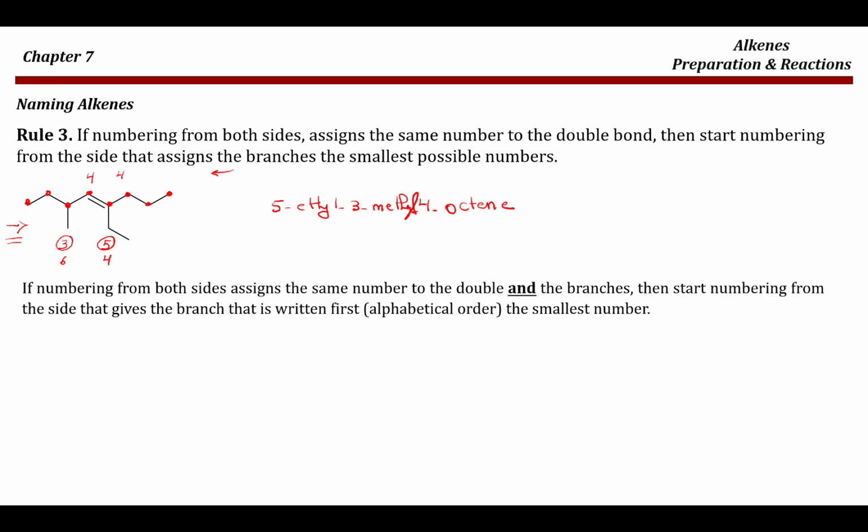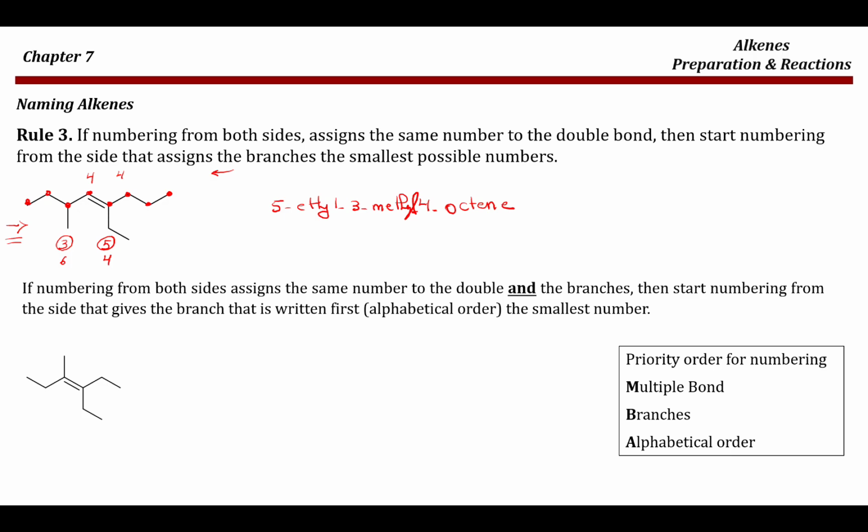If we ended up again with the same numbers even for the branches, in this case we use the alphabetical order rule. We always use this one. You can use this one, which is MBA. So first of all, the priority is for the double bond, and later on you will see it's for the triple bond. And then the priority is for giving the branches the smallest possible numbers. If we ended up with the same numbers, then we use the alphabetical order rule. That is how we can remember this one.